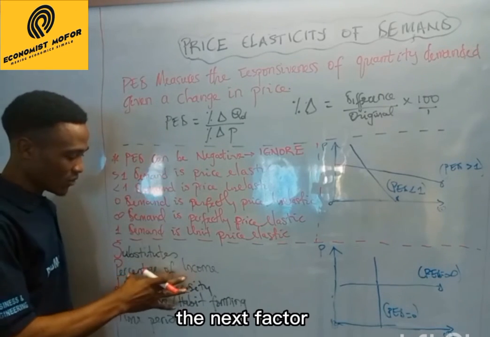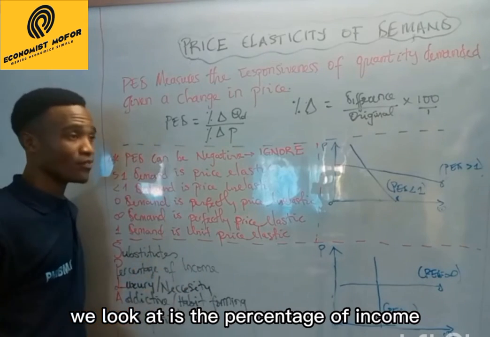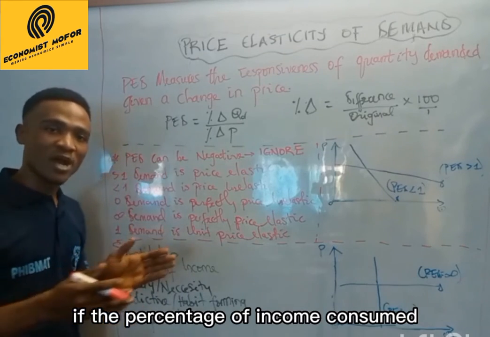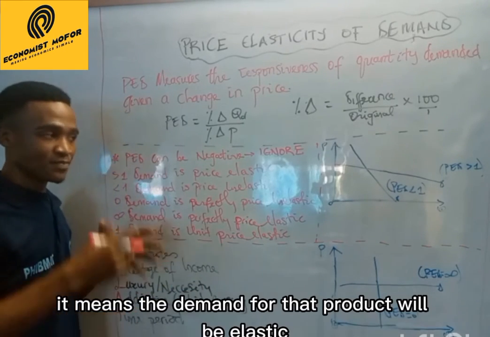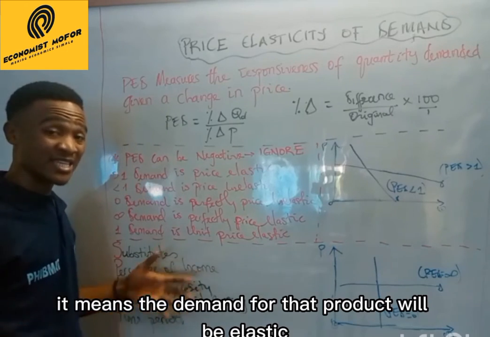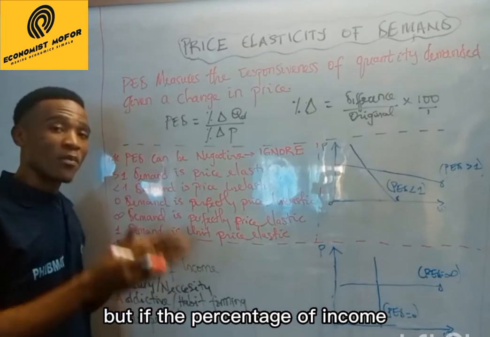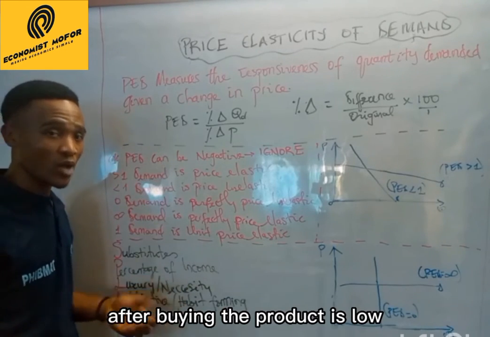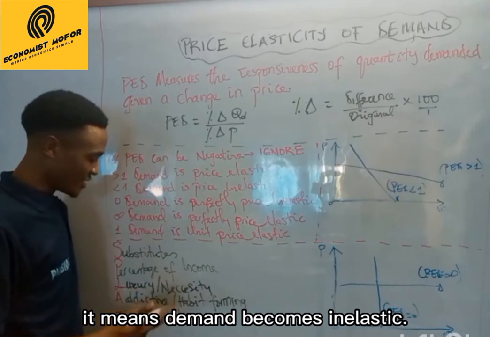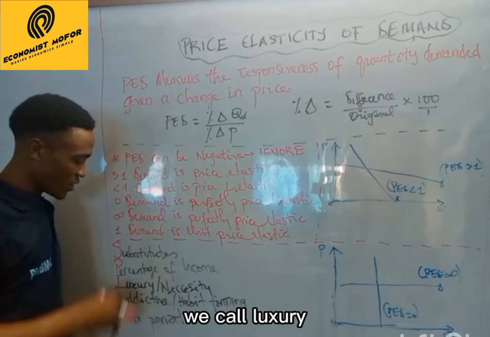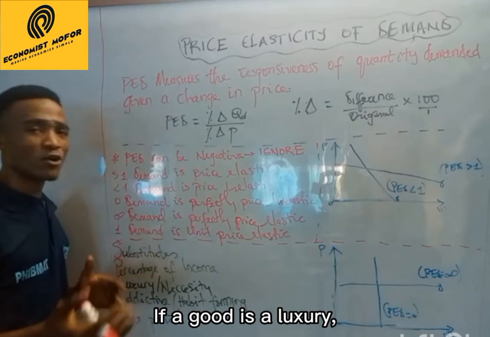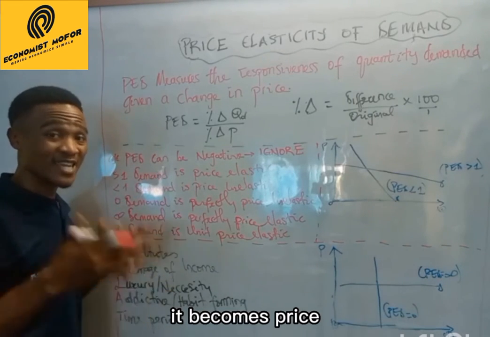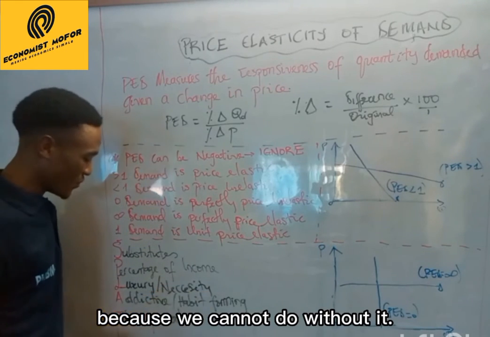The next factor we look at is the percentage of income consumed. For example, if the percentage of income spent on a product is high, it means the demand for that product will be elastic. But if the percentage of income spent on a product is low, it means demand becomes inelastic. Let's look at the next factor, which we call luxury or necessity. If a good is a luxury, that good becomes price elastic. But if a good is a necessity, it becomes price inelastic, okay? Because we cannot do without it.